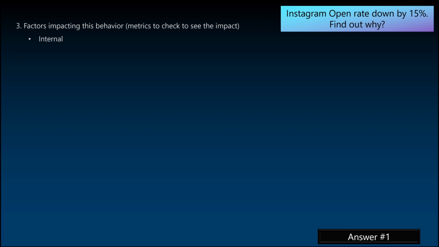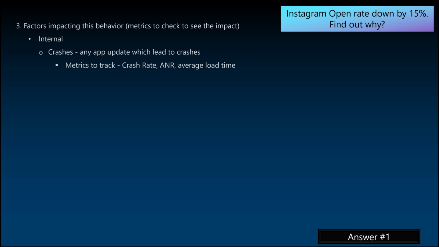So within the internal-external framework, let's brainstorm different root causes. Some of the internal factors can include: 1. Crashes. Any app update which led to crashes. The metrics to track here would be crash rate, ANR, average load time. Second is around, has there been any change in behavior of users? Third, has there been any user complaints? Here you have to check with customer support, Play Store reviews, etc.